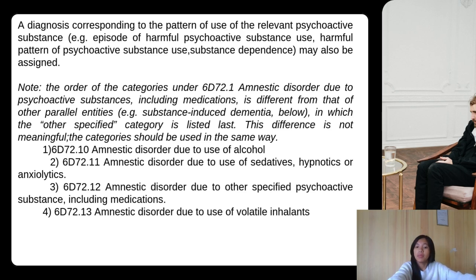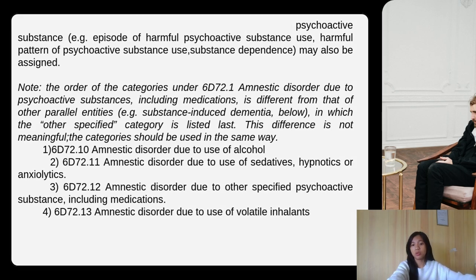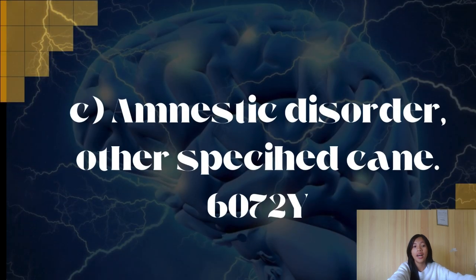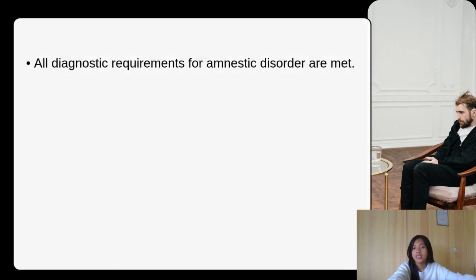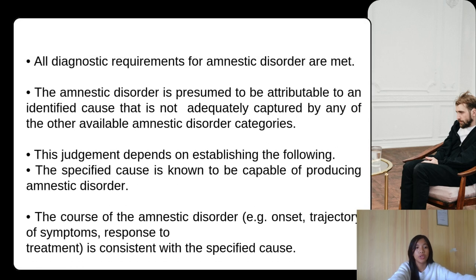Now, let's move to the next slide, which would be amnestic disorder, another specified cause, which the code would be 6A72.Y. So, here's the diagnostic criteria. Number one, all the diagnostic requirements for amnestic disorder are met. Number two, the amnestic disorder is presumed to be attributable to an identified cause that is not adequately captured by any of other available amnestic disorder categories.